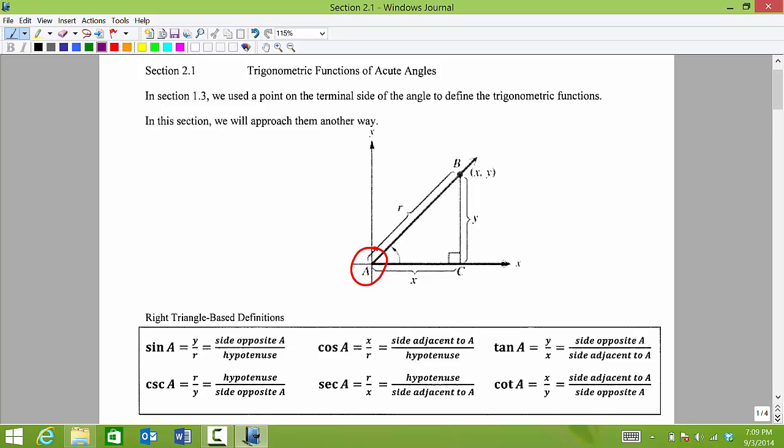So if this is my angle A that I pick, we know that sine is y over r. Well, y would be the side that is opposite, meaning not touching the angle, so it's opposite of the angle. And our hypotenuse, of course, is the side that is across from our right angle. So r would be our hypotenuse. So since sine was defined as y over r, we are now going to define it in this section as the opposite side of the angle divided by the hypotenuse.